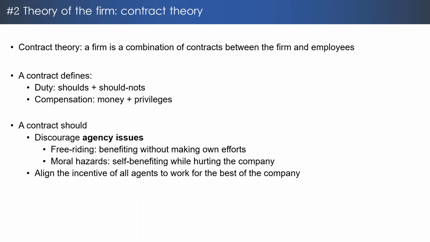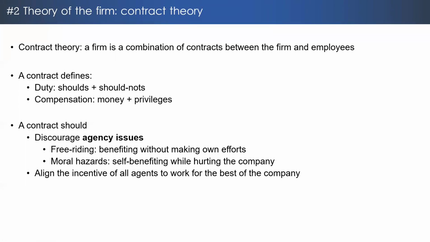So here are two types of agency issues. When we get into more detail about public listed companies or C Corps, we can talk more about agency issues. But these are some quite straightforward, typical agency issues that can happen if the contract of the company is not well defined. So this is basically what a contract should do: prevent these agency issues. The contract should be able to align the incentives of all agents to work for the best of the company.